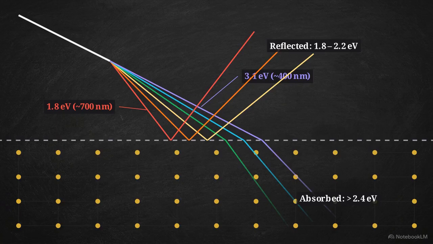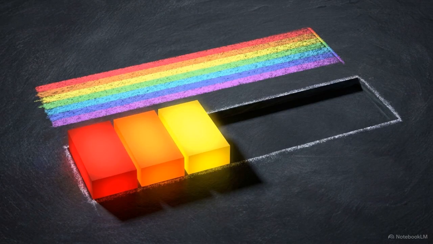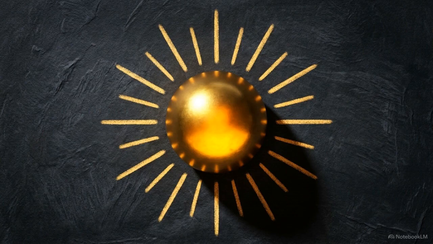However, the higher energy blue and violet light behaves completely differently. Photons carrying more than 2.4 electron volts of energy penetrate the surface and are permanently absorbed into the lattice. Because the metal traps the blue and violet photons, the light that bounces back is heavily biased toward the remaining red and yellow frequencies. Human vision processes this specific subtractive mixture as a warm golden yellow.